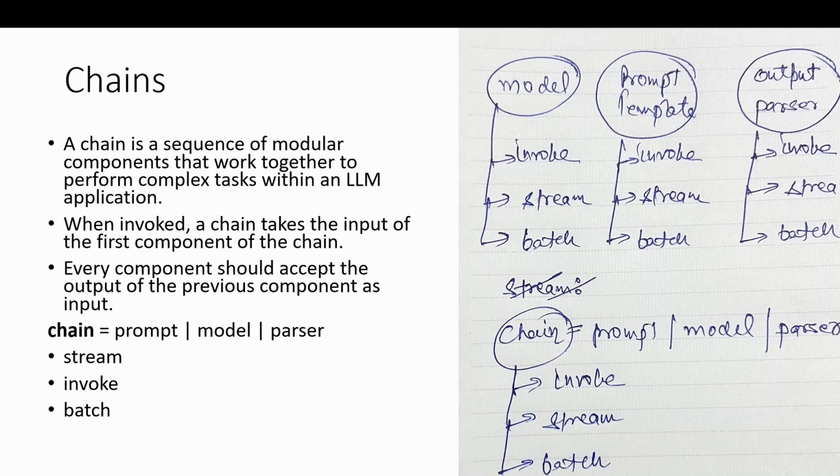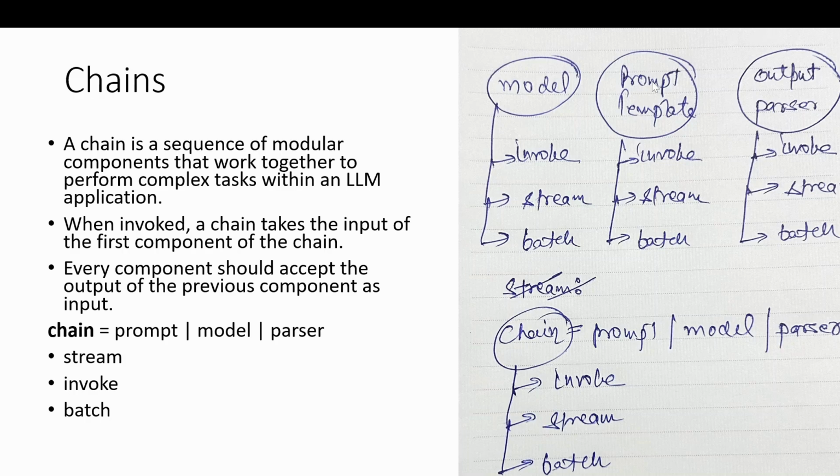Okay, so we have seen in the past also, right? If you want to create a blog post, so far we have been dealing with how to use the individual components, and now what we will do is integrate those components to accomplish a more complex task. When invoked, a chain takes the input of the first component. So we have seen a model, where we can use methods like invoke, stream, and batch to run inference on the model. That model can be a Grok model or an OpenAI model.